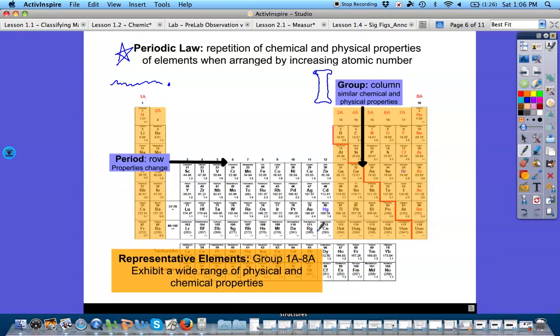Representative elements are groups 1A through 8A. And these representative elements exhibit a wide range of physical and chemical properties.